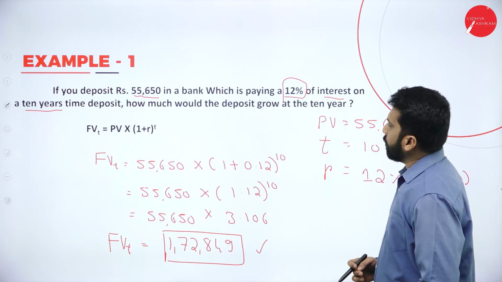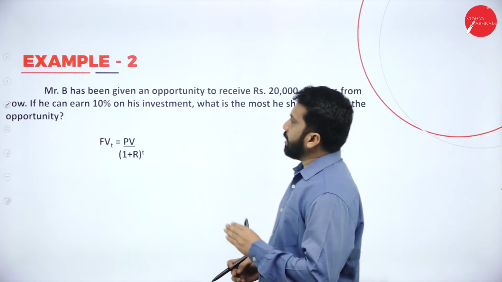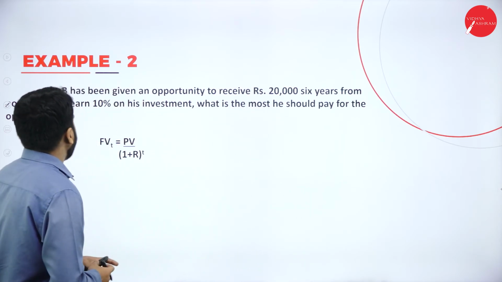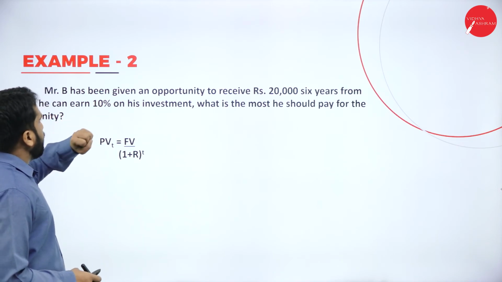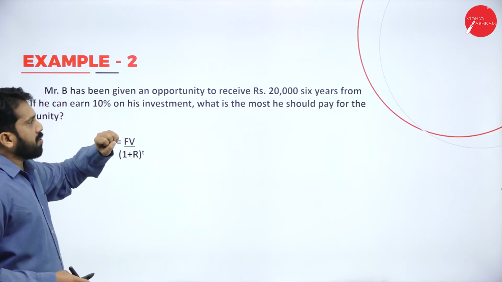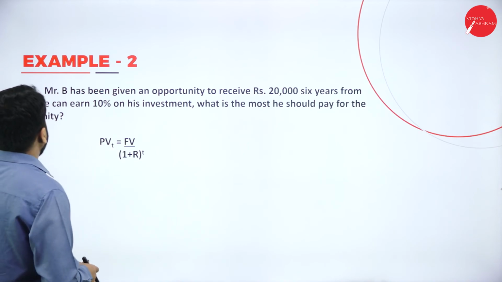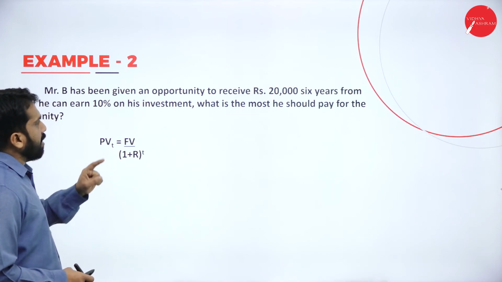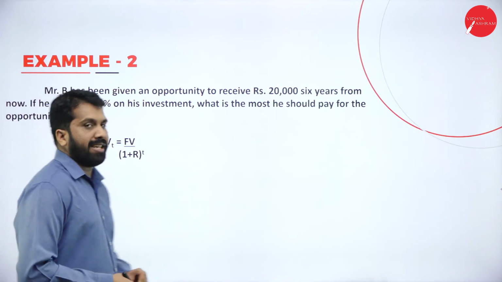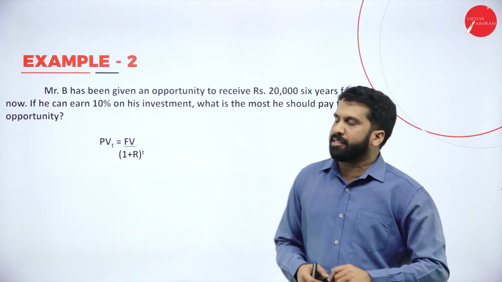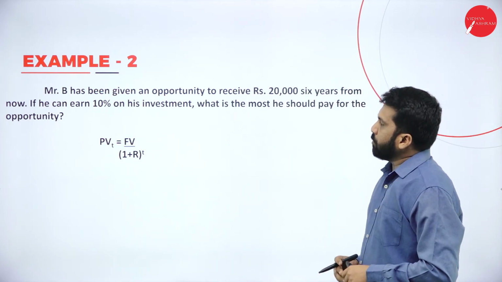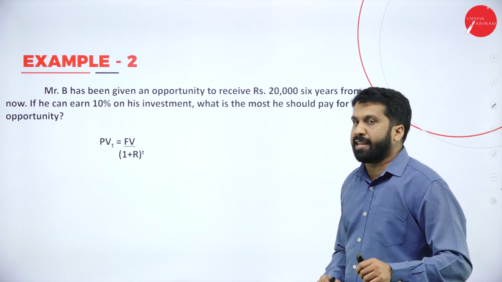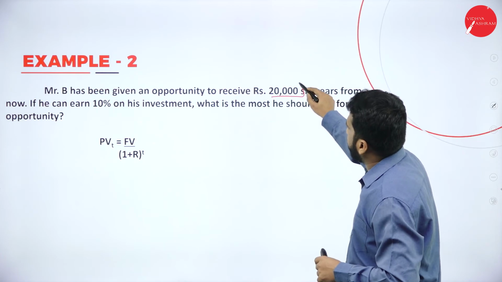Now, I'll go for your present value. They have already given what is your future value. You are supposed to calculate present value. Now, see, Mr. B has been given an opportunity to receive 20,000 6 years from now if he can earn 10% on his investment. What is the most he should pay for the opportunity? Remember this. Now, we are supposed to find out your present value. Why? Because after 6 years, whatever he will get, it is already mentioned, it is 20,000.